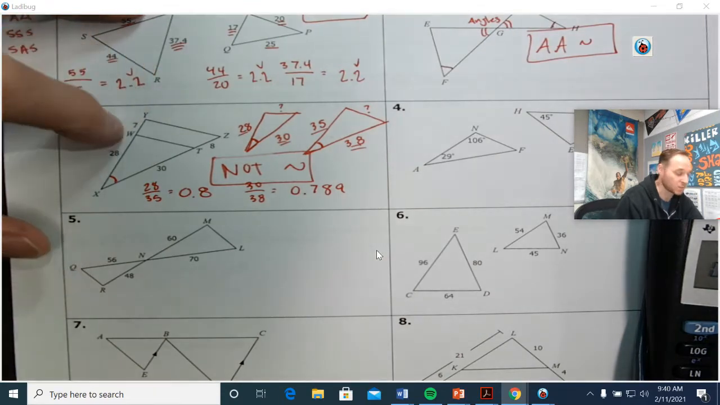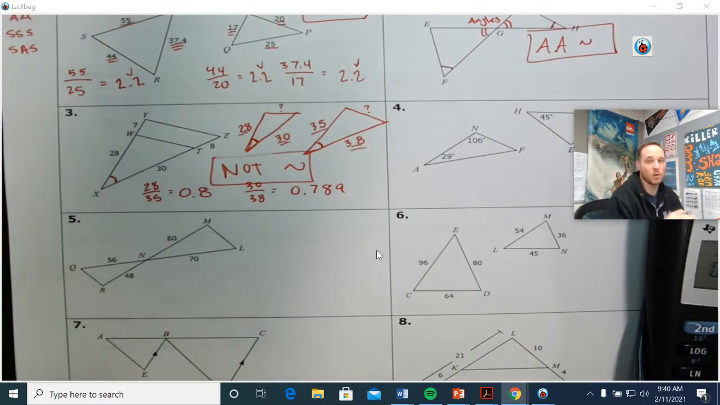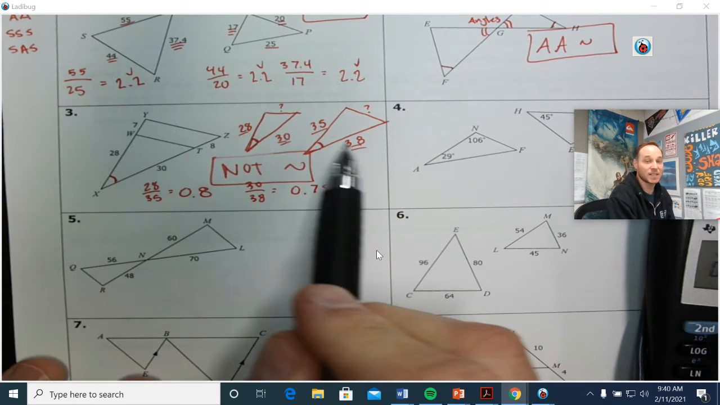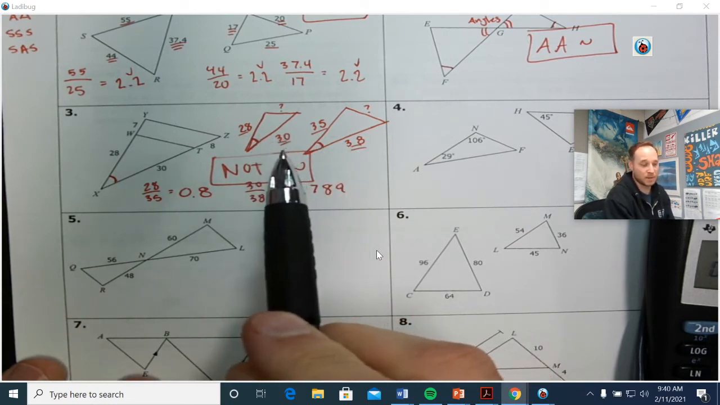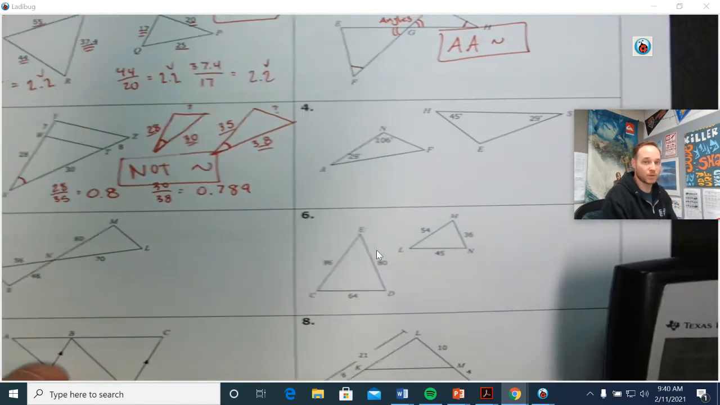Not similar. These ones where there's two triangles on top of each other, always split them up. It makes it a lot easier to see, and you won't make that mistake. Number 4.